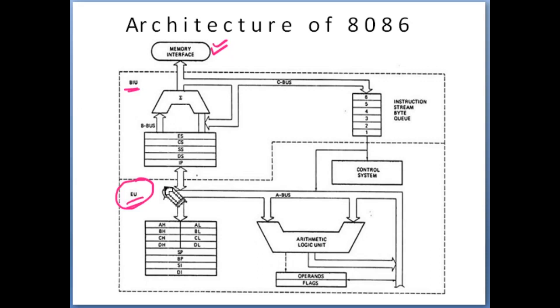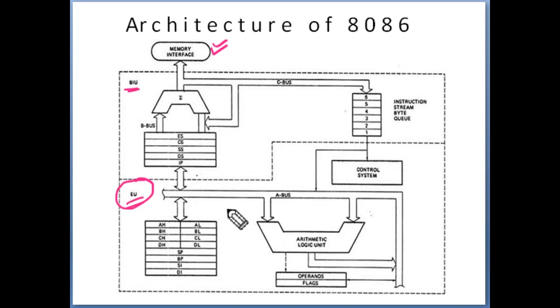And what is the role of the bus interface unit? The bus interface unit helps the execution unit by bringing the data from memory to the execution unit. It brings the data to here. After the data comes through here, the arithmetic logical unit uses it, and with the help of that, it does some operations.